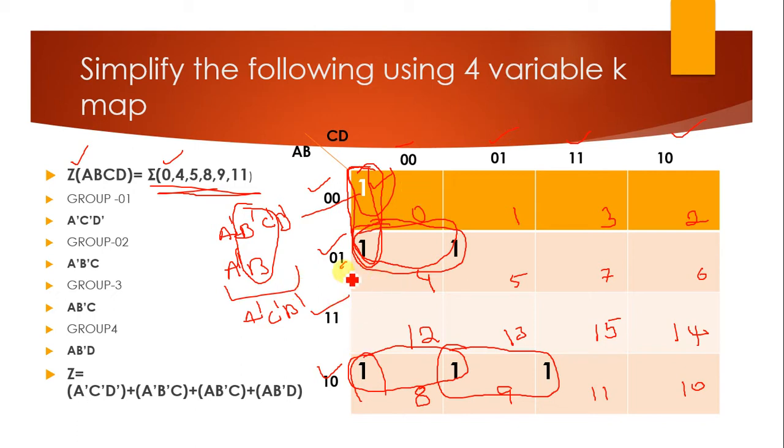Similarly, you just consider AB, so A dash B will remain the same. In CD, which variable is changing? D is changing. That is, in group 2 we got A dash B will remain the same, it won't change. Similarly, which variable is changing here? D is changing, so that is A B C dash. You can find out the group, right?